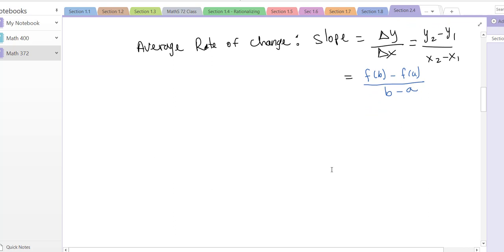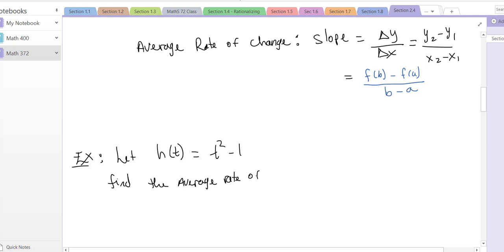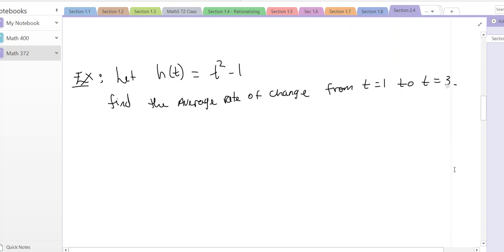So let's try an example. So let's let h of t be the function t squared minus 1. And we want to find the average rate of change from t equals 1 to t equals 3. So that's what we want to do. So let's find that average rate of change.